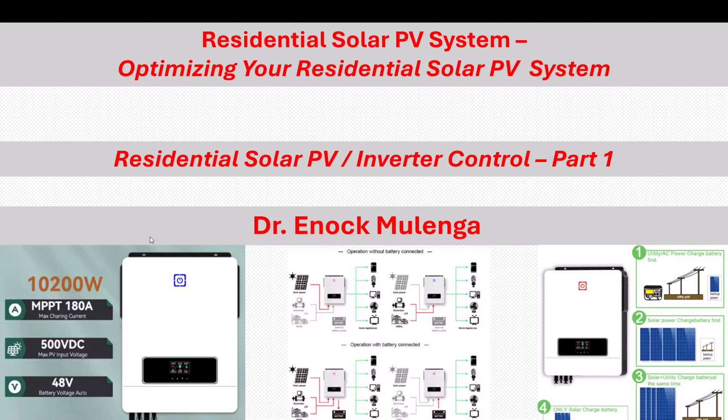And below we can see a pictorial presentation of a solar PV inverter, which is a 10.2 kilowatt or 10,200 watt unit, which has an MPPT maximum charging current of 180 amps, maximum PV input voltage of 500 volts DC, and of course the battery connection of 48 volts. So come with me as we look at this optimization problem.